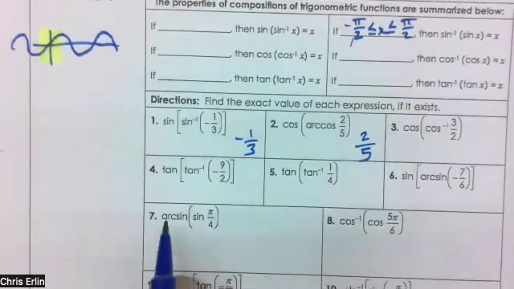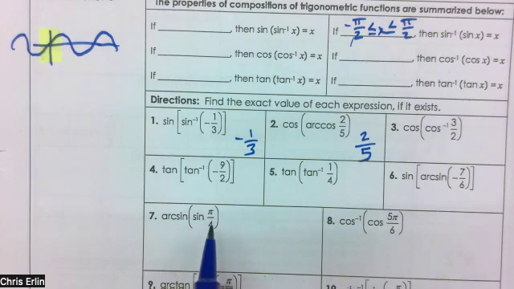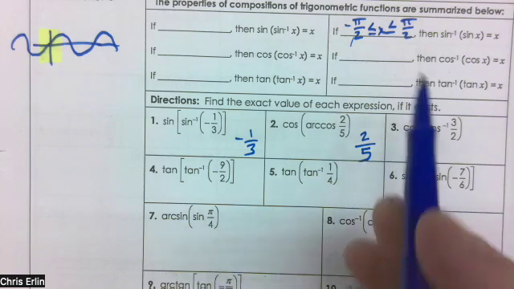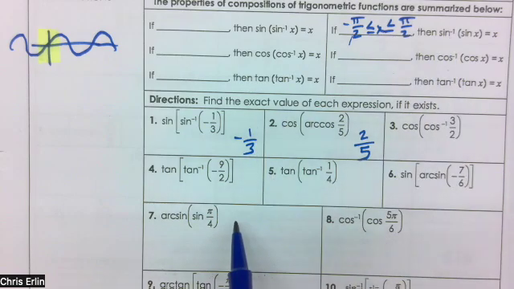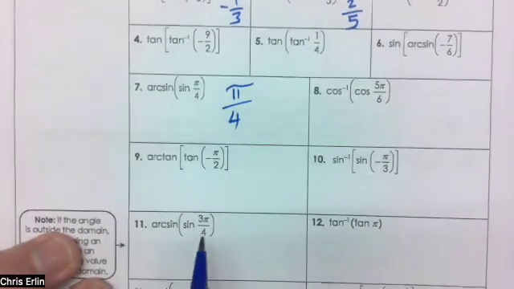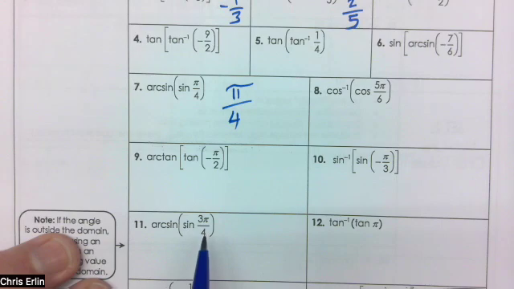So problem number 7, if you take the ArcSine of sine of pi/4, is pi/4 within the appropriate domain of ArcSine? It is. Therefore, this one's just going to undo itself, and it's going to be pi/4. But if we come down here to this one, is 3pi/4 in a proper domain for us? No. It's not. So I have to actually draw it out and think about it.